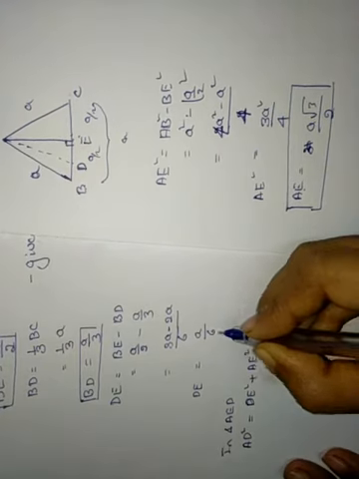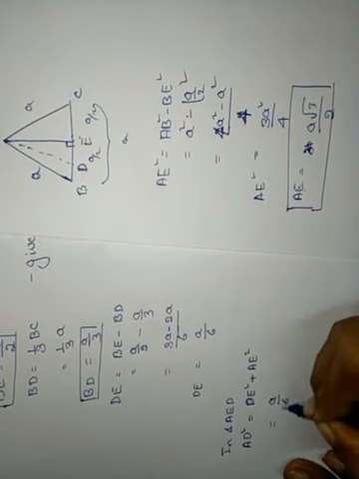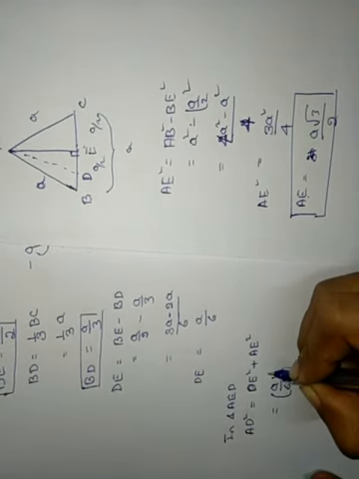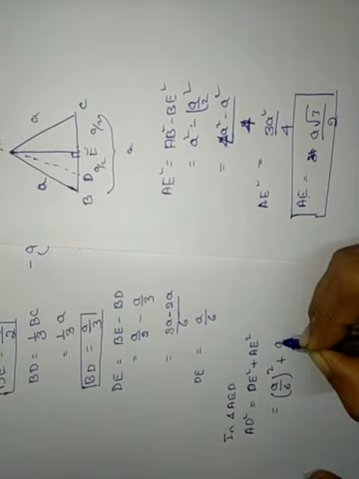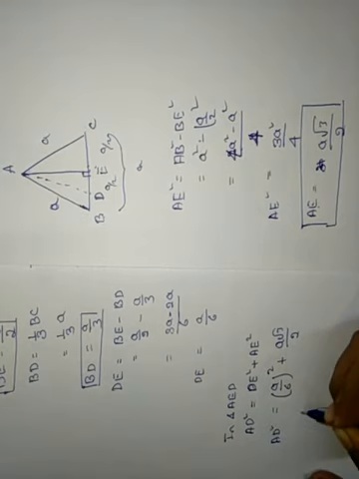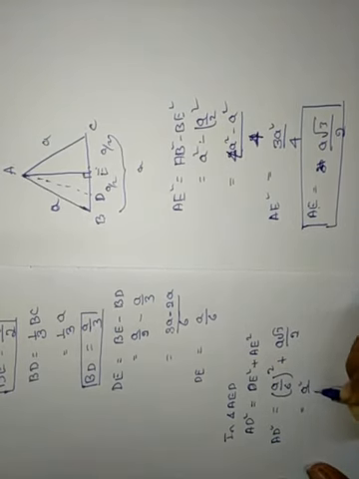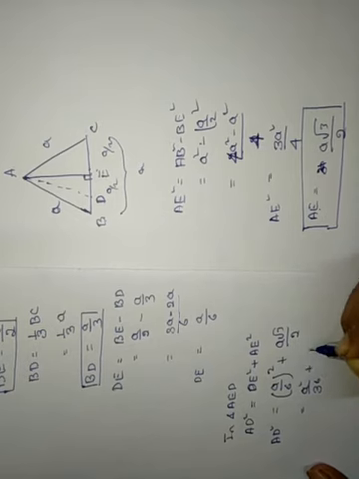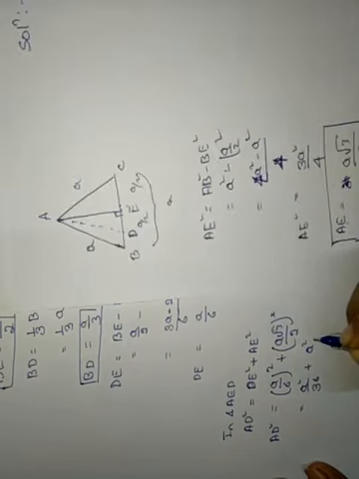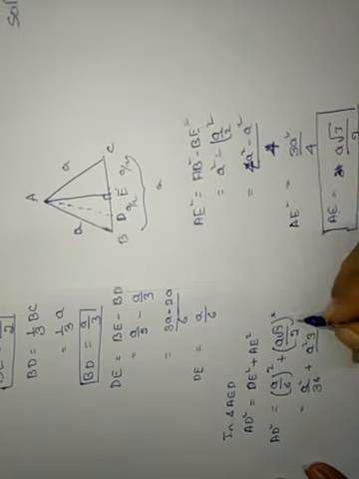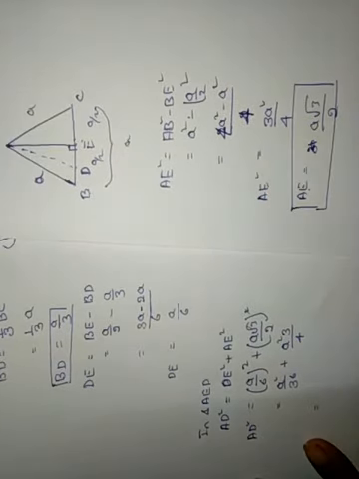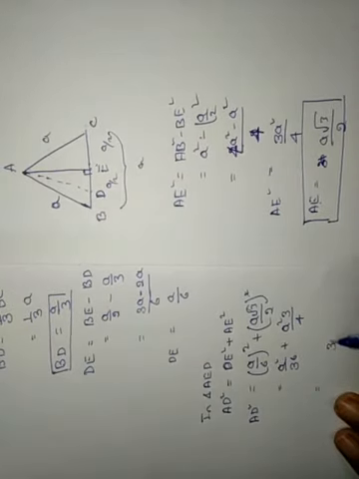We know DE, that is A by 6. A by 6 will get whole square plus AE means A root 3 divided by 2. We'll keep this AD as it is. Now A square, 6 6s are 36 plus, and this is also whole square. A square, the square root gets cancelled, we'll get 3 divided by 2, 2 2s are 4. After taking LCM, the LCM will be again 36 only.